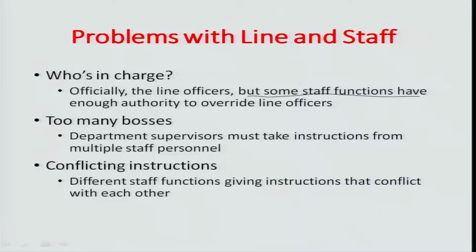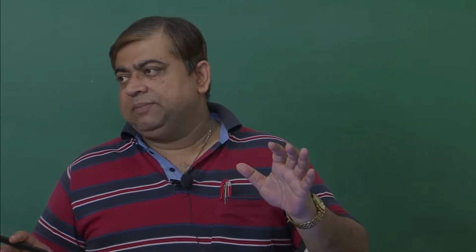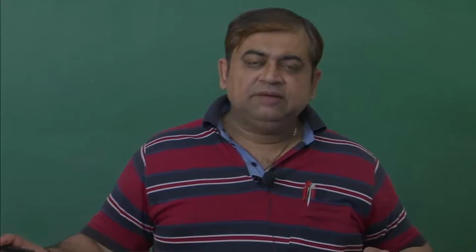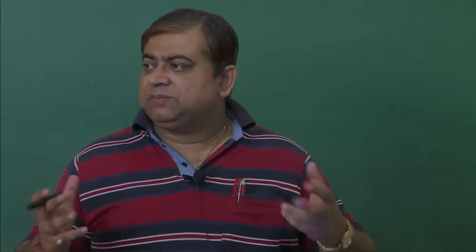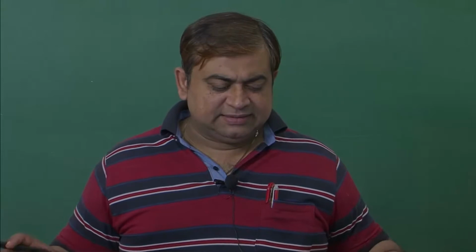So some staff functions may have enough authority to override the line officers, even though the line officers are the ones responsible for the value chain more than any others. You can call this policing or a necessary evil which is needed for proper quality to be maintained, or proper timely delivery of products, which are very encompassing reasons for the plant manager to take an executive decision about looking at various non-compliances in different areas.